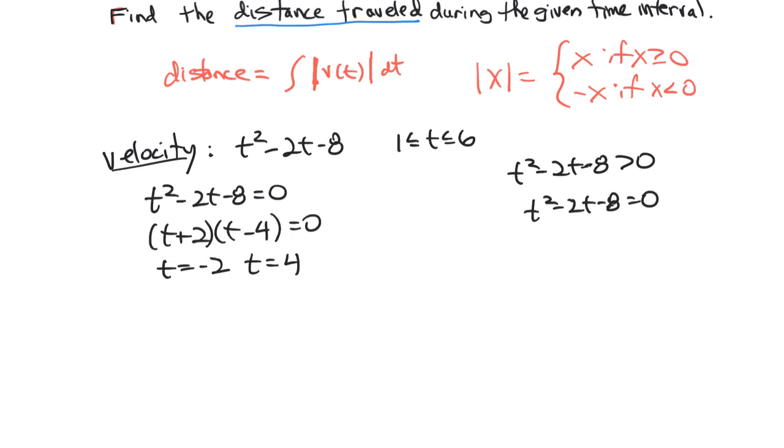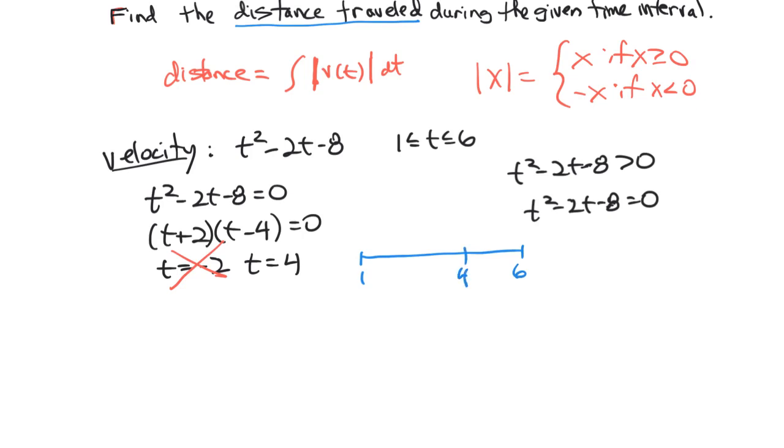Now one of these we can eliminate right away, right? Time is not going to be negative, so even though negative 2 is a solution to this, it doesn't work for our situation where time is between 1 and 6. So basically, we've got this number line here between 1 and 6. That's what we're interested in. And we know that at 4, velocity is 0.